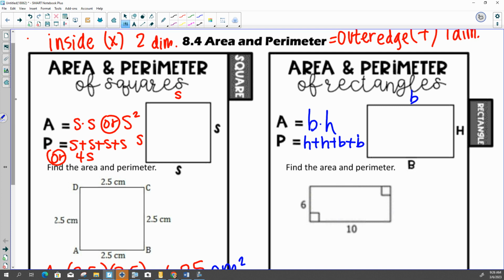So Hayden, what's h plus h? How many h's is it? 2 h's. And 2b. So you can use either one of these. Again, I don't like the shortcuts.